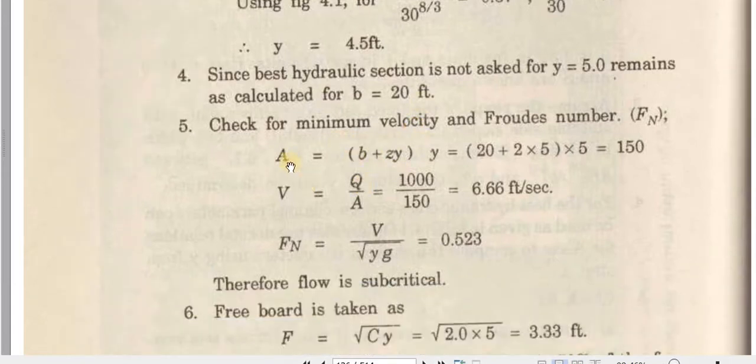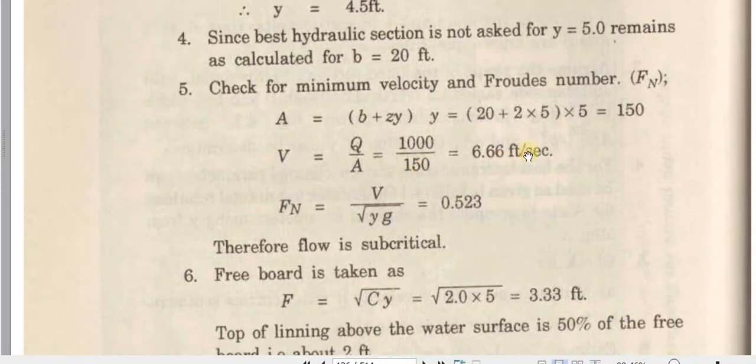So we have to check for velocity. We have to calculate area using B into ZY, BY and ZY square. 150 square feet we have to enter into this equation. We can get the velocity 6.66 feet per second. So there is no limit on maximum permissible velocity in lined canal, so it is okay.